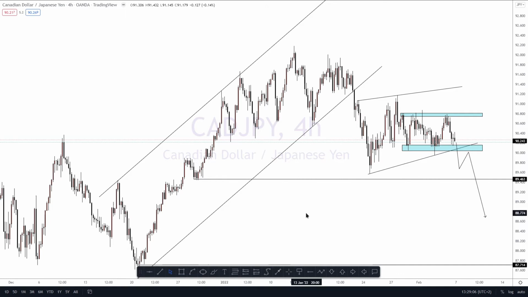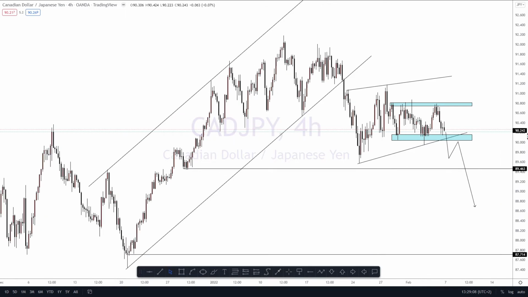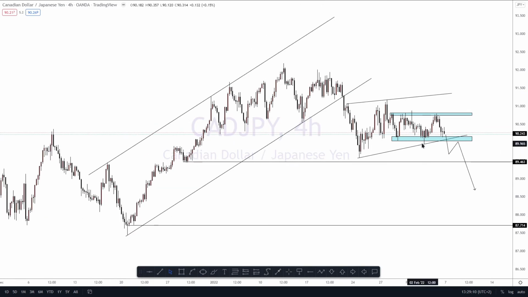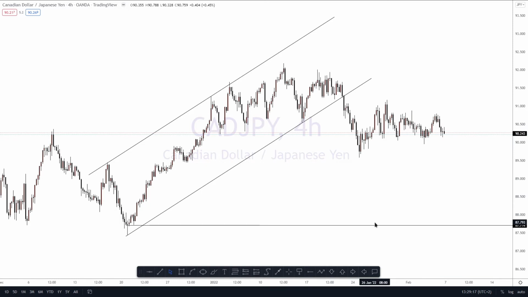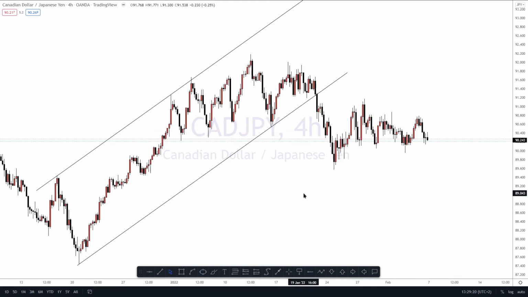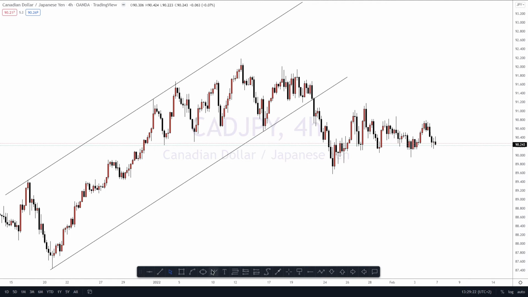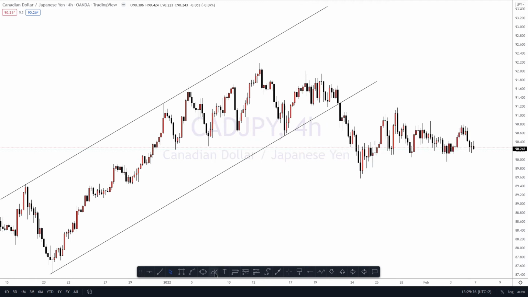Starting on 4 hours, as you can see, we had a bit of an ascending channel. Let me just delete everything here. We had a bit of an ascending channel, and that kind of played out how we wanted. At an ascending channel, price broke below the recent highs, and then just dropped and dropped and dropped.